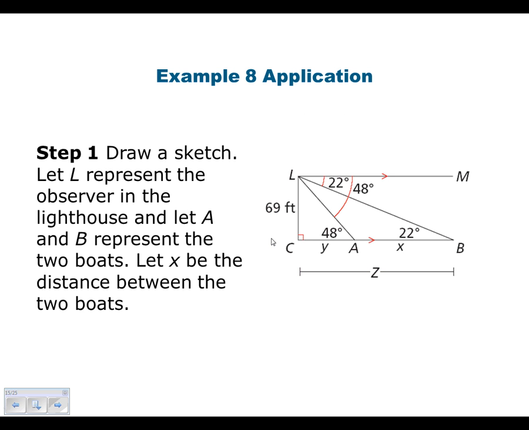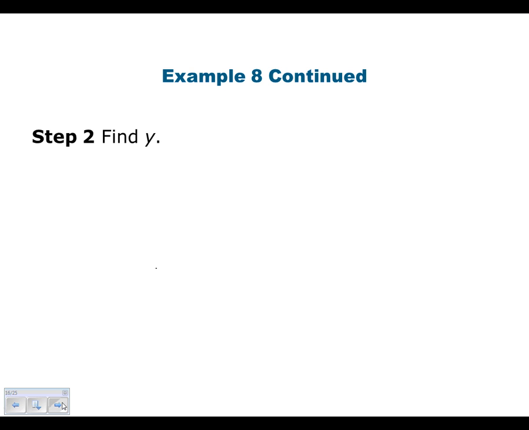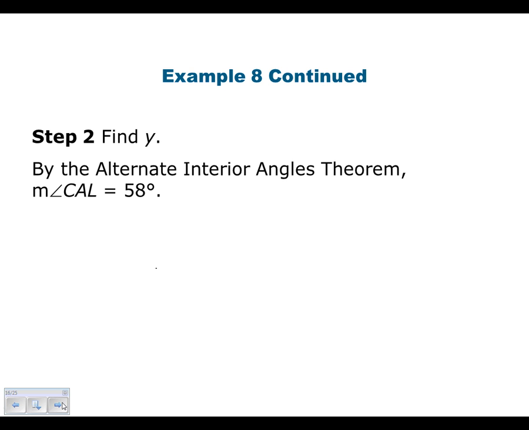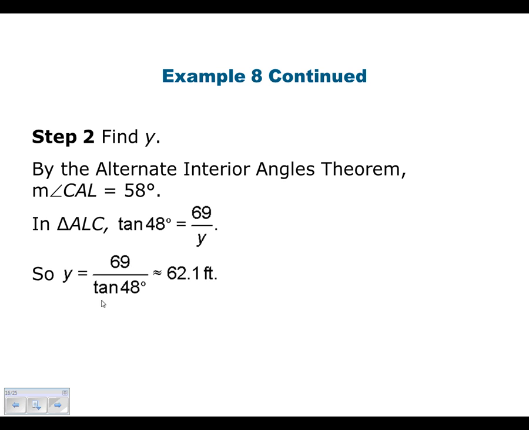By sketching the diagram, we have the distance CA called y, the distance AB, which is the distance between the two boats, called x, and the distance CB called z. First, we have to find y. Angle CAL in our diagram will equal 58 degrees. Then tan 48 equals 69 over y. So y equals 69 over tan 48 equals 62.1 feet.